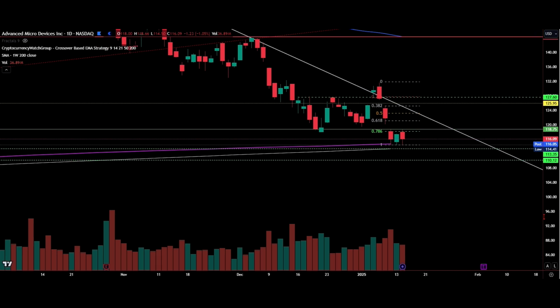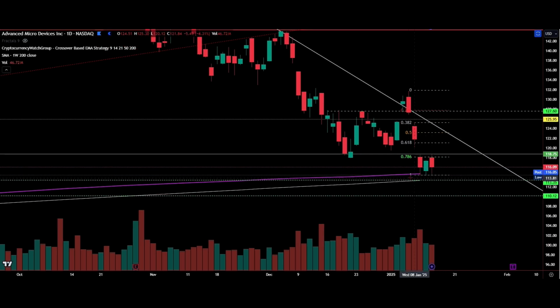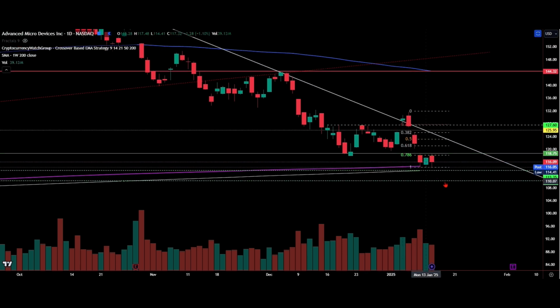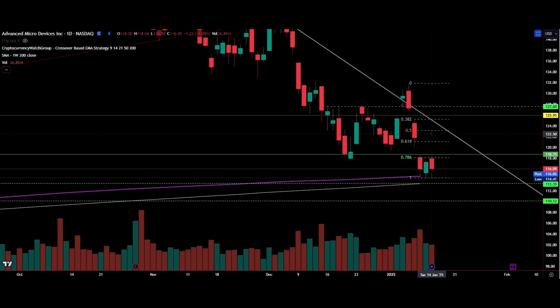So it's sitting on this 200 weekly EMA, which is positive. I'm thinking that AMD might just consolidate here for the rest of the month. I don't think it'll break this support level. I think it'll stay in the support level. Maybe find the upper trend line here, find resistance again, and then come back down.